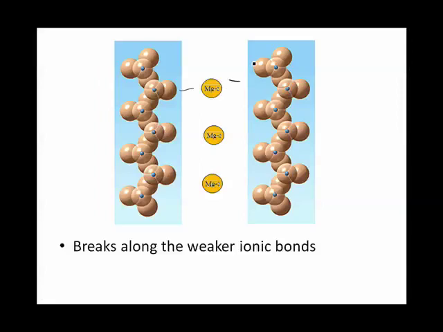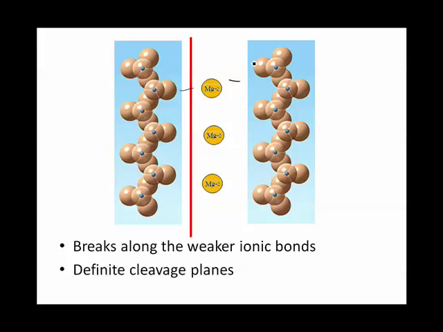However, these ionic bonds are not very strong, so if this mineral were to break, it would break along the ionic bonds instead of across those chains. This results in these single-chain minerals having a cleavage plane, that is, a flat surface along which it breaks very easily.